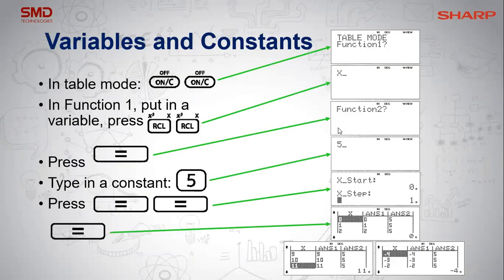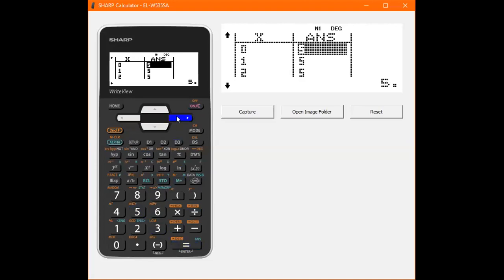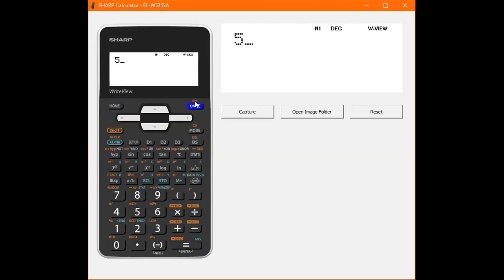All right, so let's talk algebra and constants, because that's always a fun thing to explain to students. So we're going to jump back here. We're still in table mode. And so what I'm going to do is in function 1, I'm just going to put in a value of 5. Okay, I'm going to go through and I'm going to look at my table and I can see that 5 doesn't change because nothing is affecting it. So no matter what I do on the side where the X is, it's still 5. Okay, so 5 is a constant because it doesn't change.